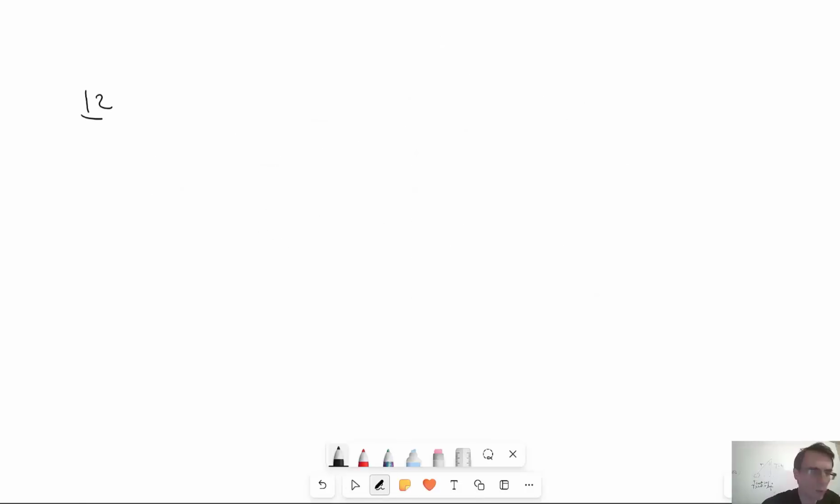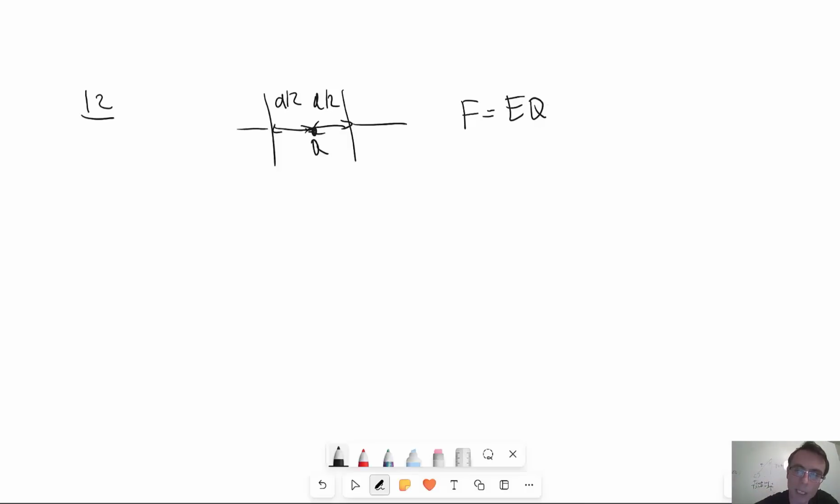Okay, so for question 12, we've got two parallel plates like that, some charge, and then this distance here is d over 2, this distance here is d over 2. We've got a charge somewhere here. Which expression gives the magnitude of the electrostatic force? Well, F is equal to EQ, and E is just equal to voltage over the distance, but the total distance is just going to be d. This is going to be V over d multiplied by q, and this means that the correct answer has got to be B.